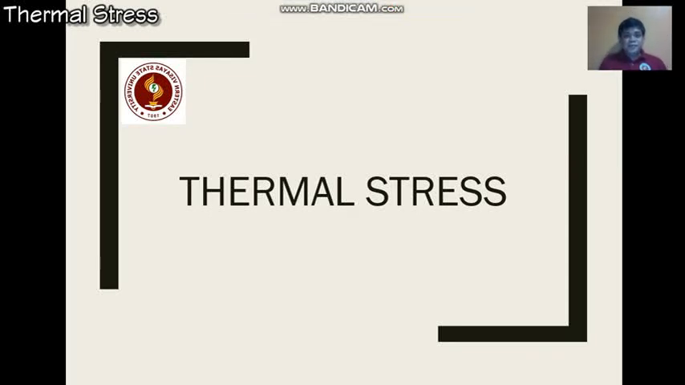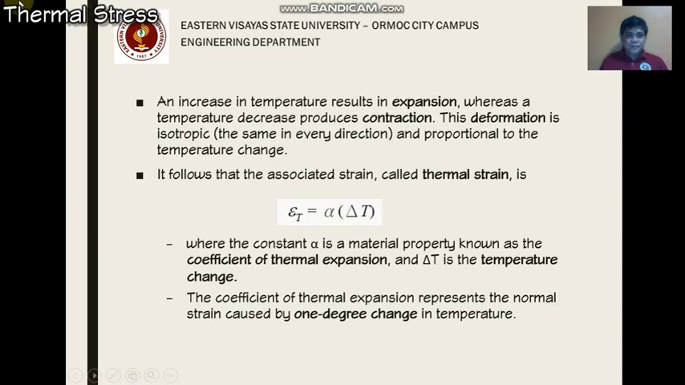Hello there. So, in continuation with our discussion, we're already on the last topic for our chapter, thermal stress. So, what is this thermal stress?